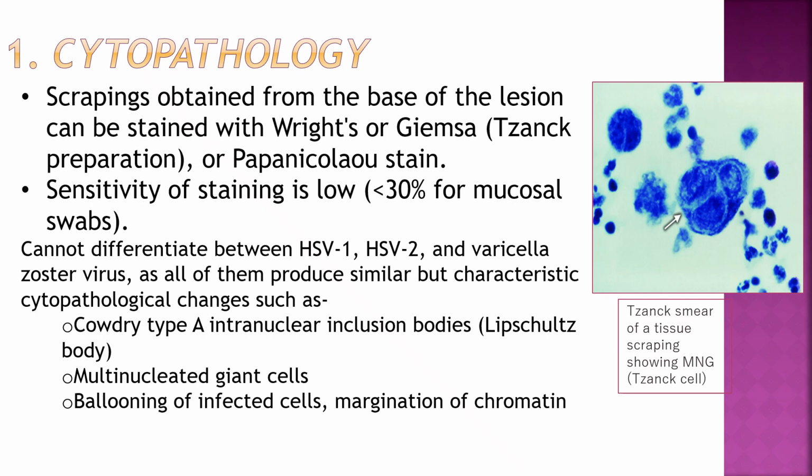Cannot differentiate between HSV1 and 2 and varicella zoster virus, as all of them produce similar but characteristic cytopathological changes such as Cowdry type A intranuclear inclusion bodies, Lipschütz bodies, multinucleated giant cells, ballooning of infected cells, and margination of chromatin.